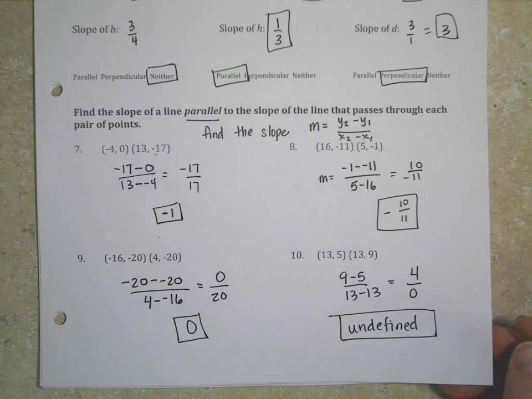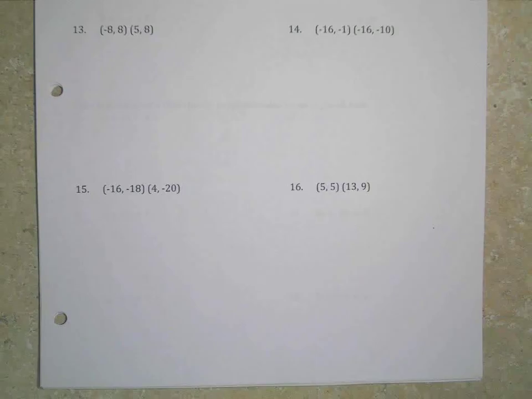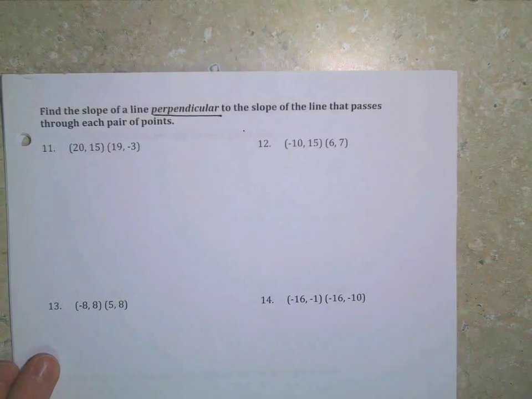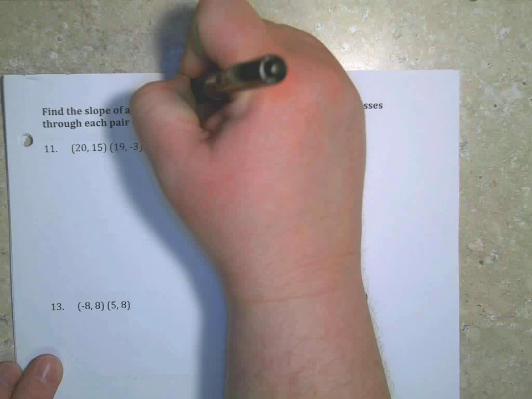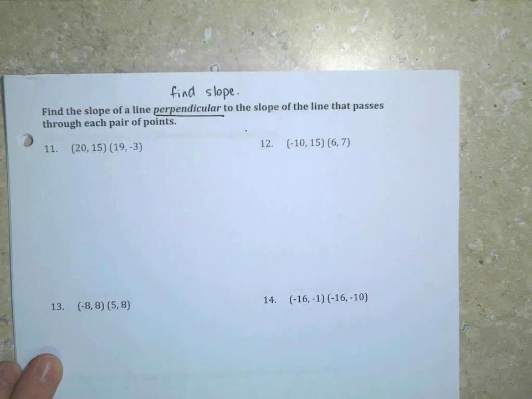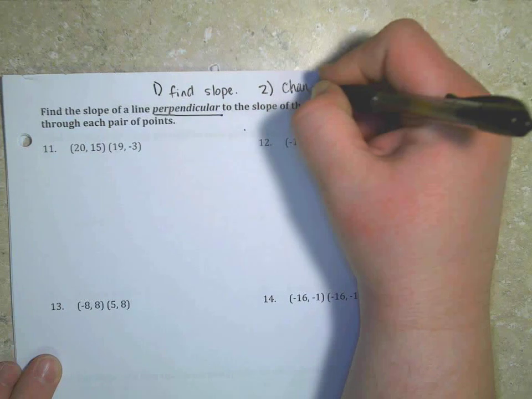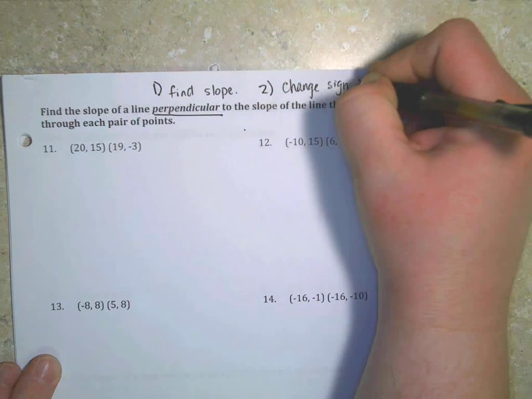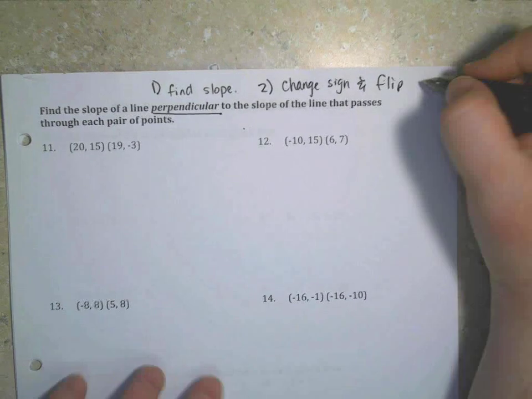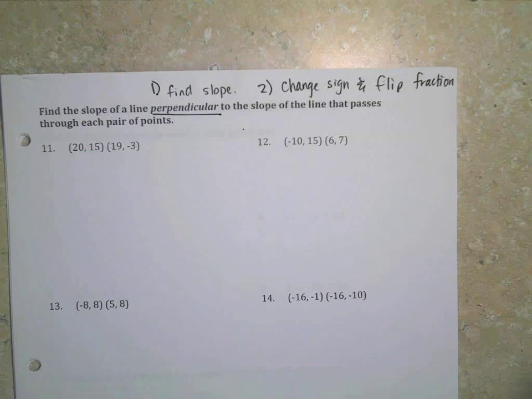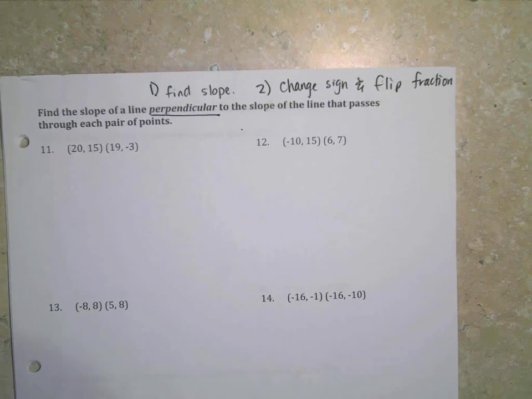All right, next page. Sorry, these notes are a little bit long. Now this one says find the slope of a line perpendicular. So to find a perpendicular slope, first you're going to find the slope. So this is step 1, find the slope. Step 2, change sign and flip the fraction. And that will give you your perpendicular slope. So we're going to start by finding the slope with the points that they give us. Then we're going to flip them to get what we need.